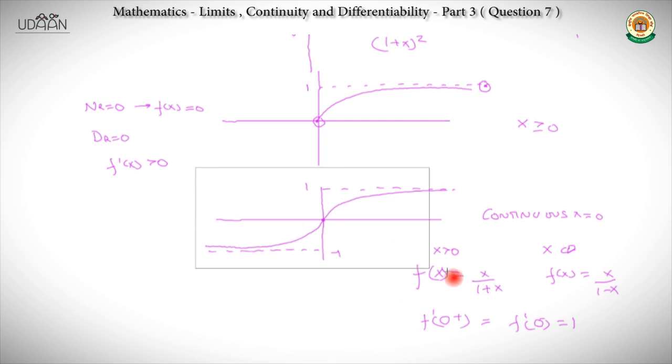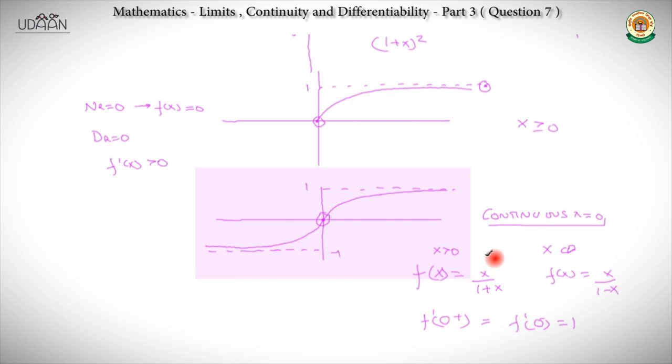Right. So this is the desired graph. Since we have the graph, we can directly comment on the continuity of the function at x equals 0. Looking into the graph, we can say that it's continuous at x equals 0. It's pretty simple and obvious that x equal to 0 is continuous.